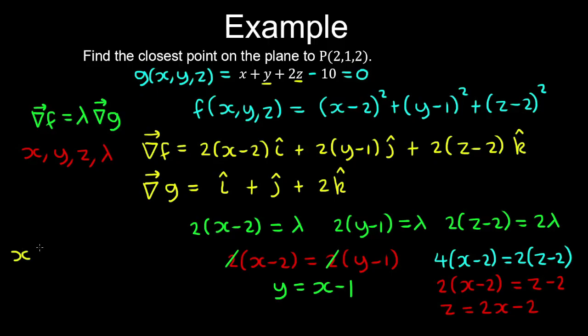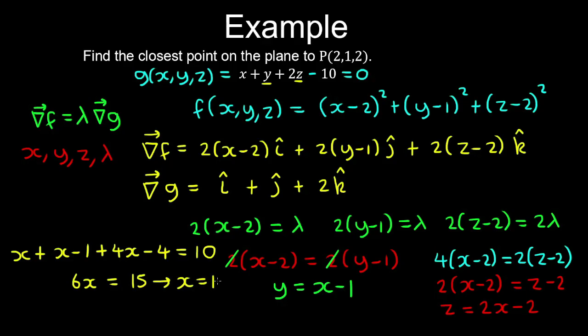So we get x plus x minus 1 plus 2 by z, which is 4x minus 4. And adding 10 to both sides, we get the following expression. So if we simplify this, we get 6x is equal to 15, and therefore x is equal to 15 on 6.